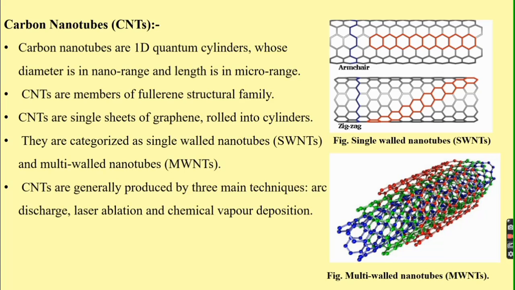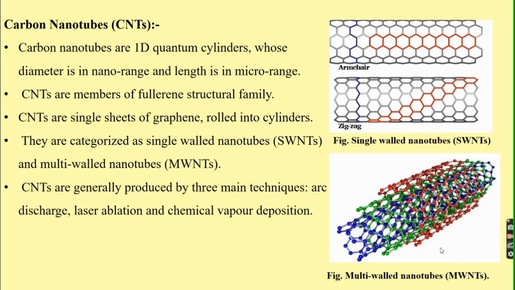These CNTs are members of the fullerene family, and structurally they are almost similar. So they come under the same family. There are two types of CNTs, explained on the basis of the number of walls present in the CNT. CNTs are single sheets of graphene rolled into a cylinder. As you can see in the picture, it is a single sheet rolled in the form of a cylinder.